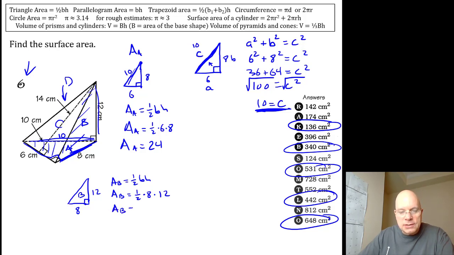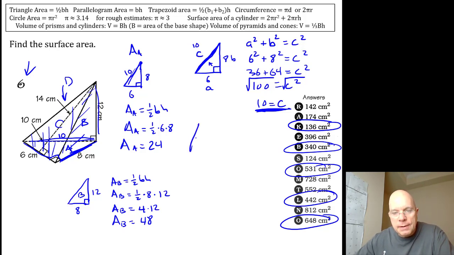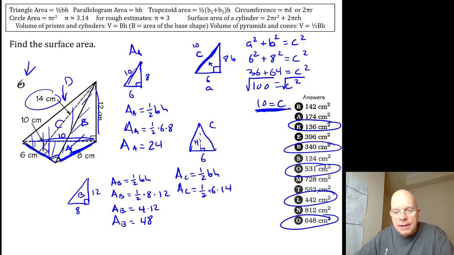The area of this triangle is 1/2 of 8 is 4, and 4 times 12 is 48. So the area of face B is 48. The area of face C, this triangle, let me sketch it. It's obviously the hardest problem. It's got this height, which we can see is 14, and this base, which is 6. This is C. The area of C is 1/2 base times height. 1/2 multiplied by 6 multiplied by 14. Half of 6 is 3, and 3 times 14 is 42. So the area of triangle C is 42.